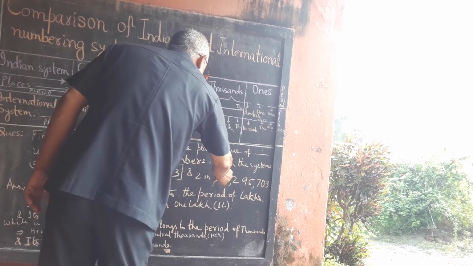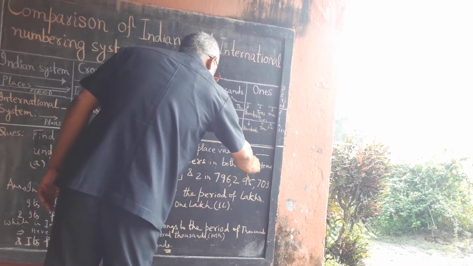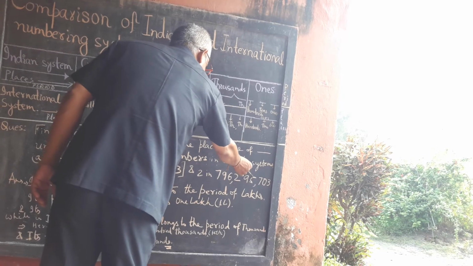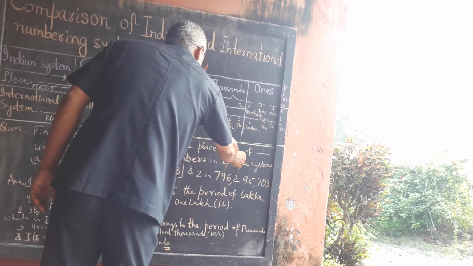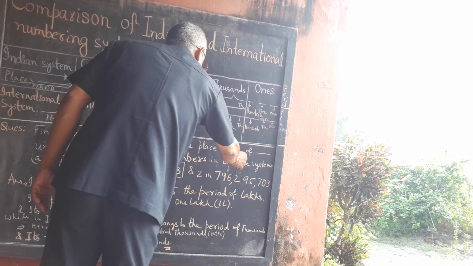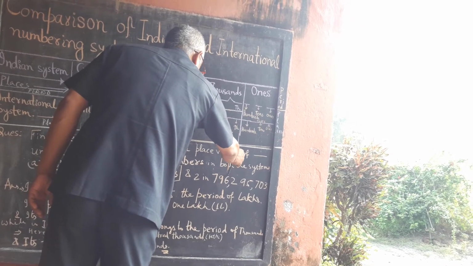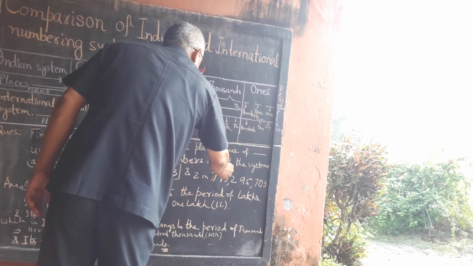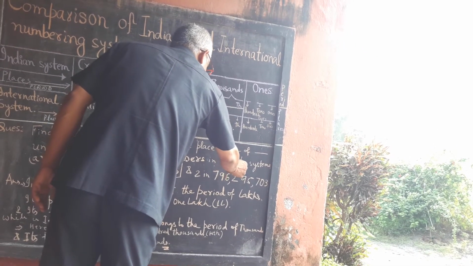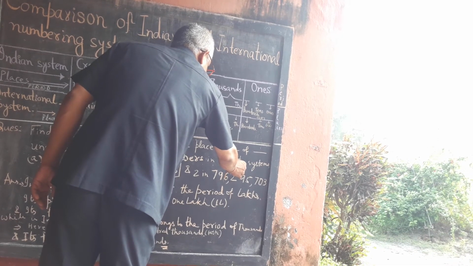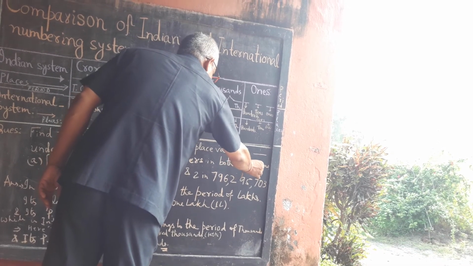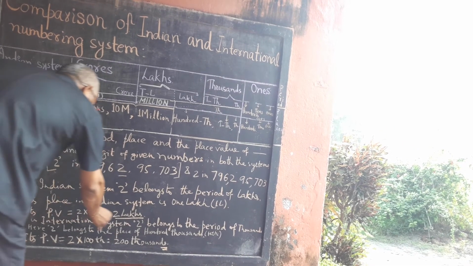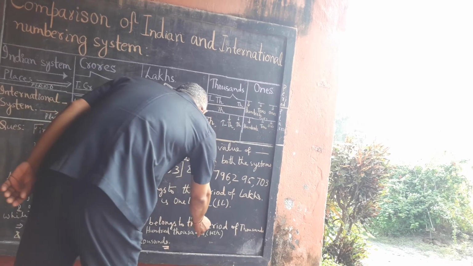295,703. If you want to read the whole number in international system, then it is read as ones, tens, 100, this one 1000, 10,000, 100,000, and after 100,000 you come in the stream of million. So it is million, 10 million, and 100 million, 796 million, and this one 295,703. So your answer will be 2. Here 2 belongs to the place of 100,000.